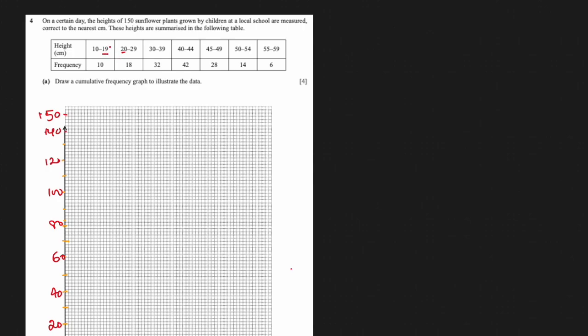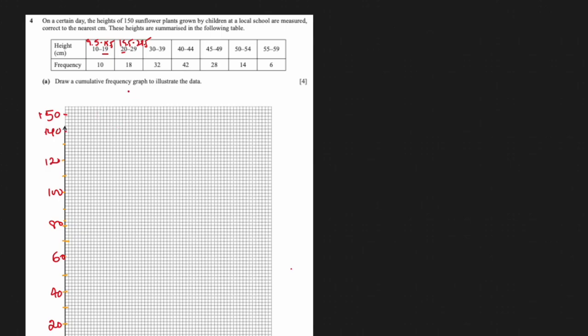So add 0.5 to the upper limit of every group and subtract 0.5 from the lower one. So this becomes 9.5 till 19.5. This becomes 19.5 till 29.5 and so on. Okay, so this is how we close the gap, and our cumulative graph will be without gaps.